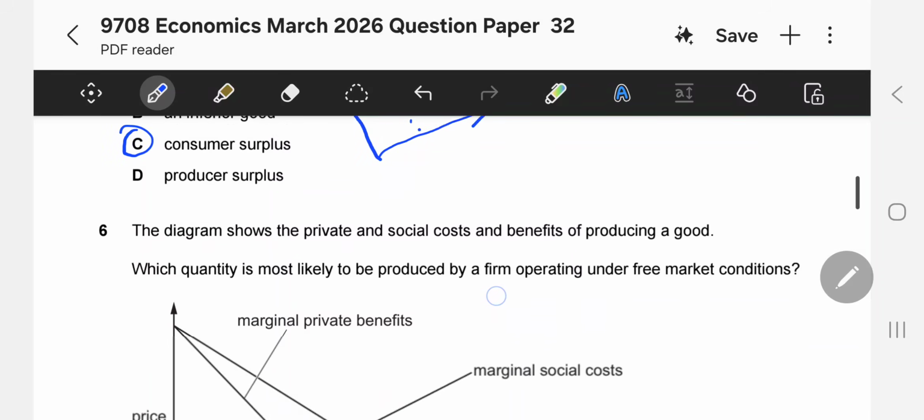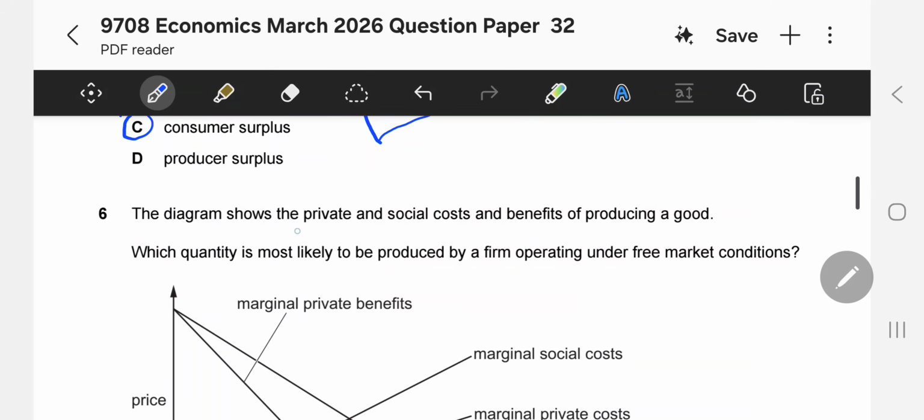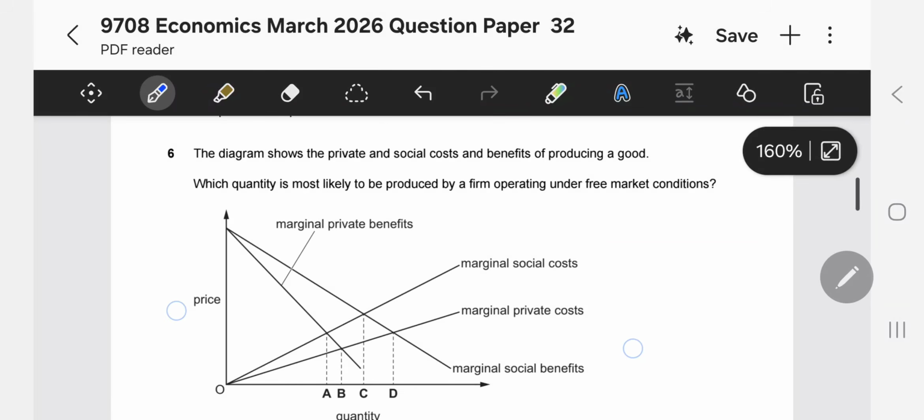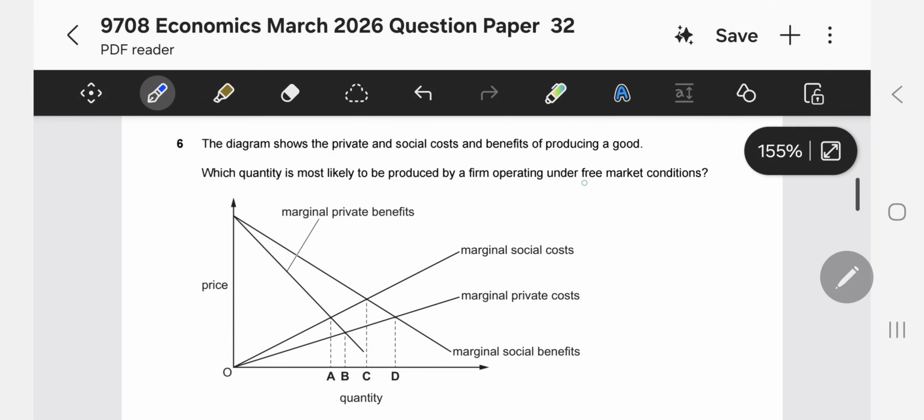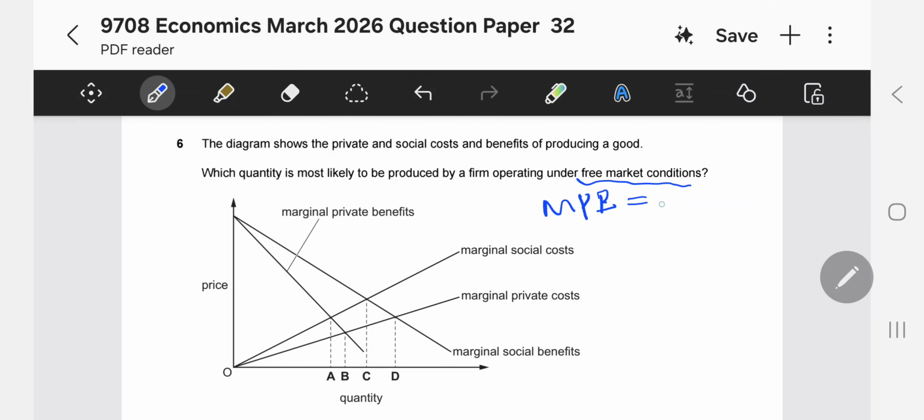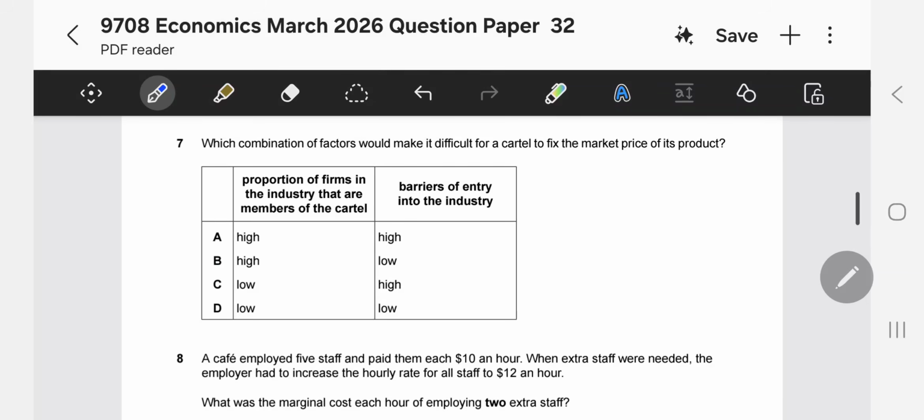Let's go to question 6. The diagram shows the private and social costs and benefits of producing a good. Which quantity is most likely to be produced by a firm operating under free market conditions? Okay, let me make it smaller so that we can see the graph. For it to be operating under free market conditions, the private cost must equal the private benefits. So let's just look for where the private benefits meet the private cost, and it's this point here, so B. I'm going to go to question 7 now.